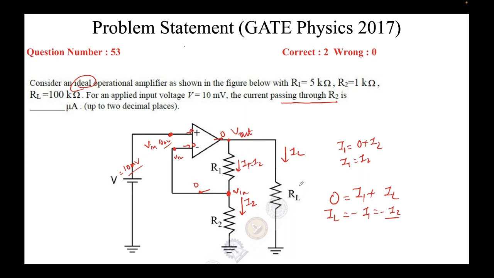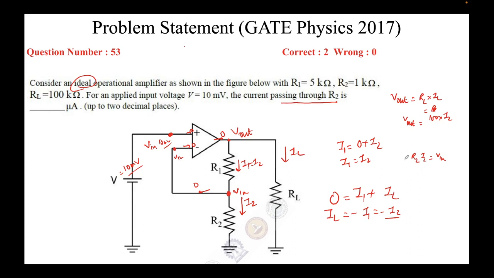So let's apply Ohm's law across this resistor. So we will get V out equal to RL times IL. Okay, RL times IL. So RL we know is 100k and IL is nothing but I2. So V out is 100 times I2, right? Now let's apply Ohm's law across this resistor. So what we'll get is R2 times I2 should be equal to V in, right?